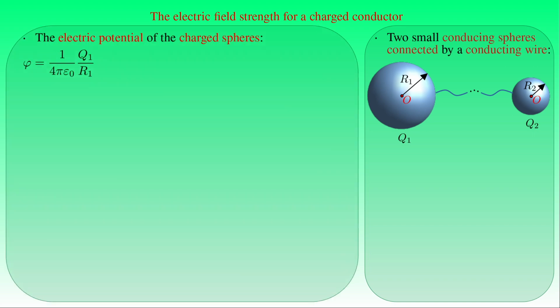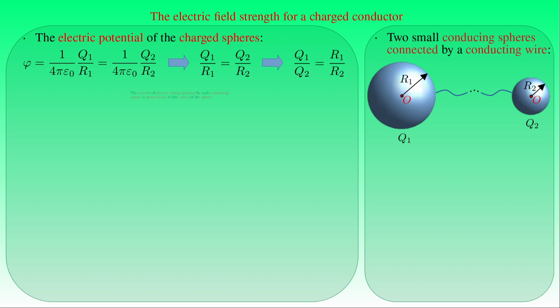the surface of the first sphere as 1 over 4 pi times epsilon naught, times the total charge Q1 attained by the sphere divided by its radius R1, which is equal to the electric potential phi over the surface of the second sphere, that is 1 over 4 pi times epsilon naught, times the total charge Q sub 2 attained by the sphere divided by its radius R sub 2. It follows from this equation that the ratio of Q sub 1 to R sub 1 is equal to the ratio of Q sub 2 to R sub 2, or Q sub 1 over Q sub 2 is equal to R sub 1 over R sub 2.